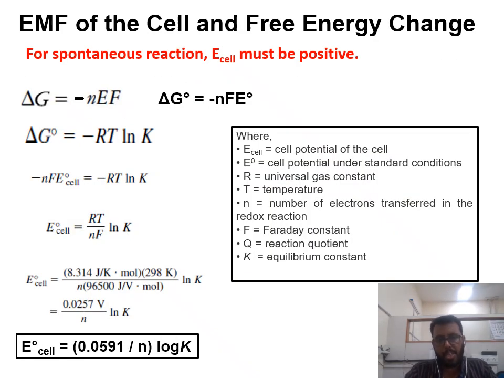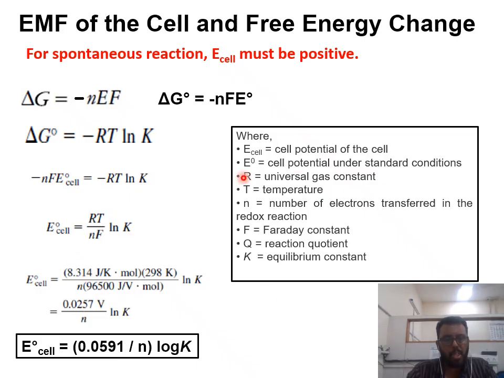The EMF of the cell and the free energy change are very important. For a spontaneous reaction, E cell must be positive. Free energy is delta G, and this expression is very important: the standard free energy delta G naught is equal to minus nFE naught. This is one of the very important equations in electrochemistry. We can apply this in the Nernst equation, where this is nothing but minus RT log K, and then you can rearrange this equation to get E cell equal to RT by nF log K.